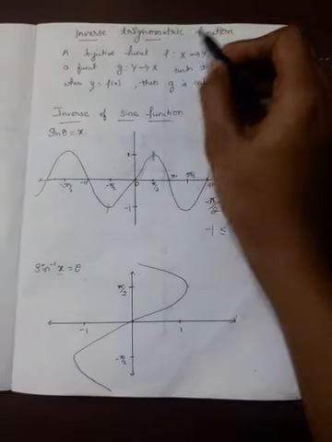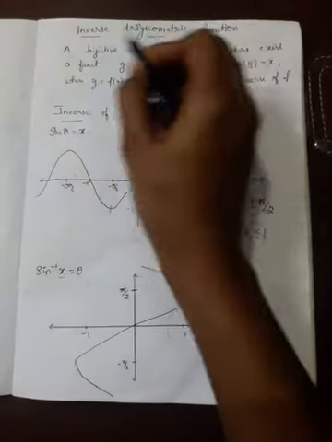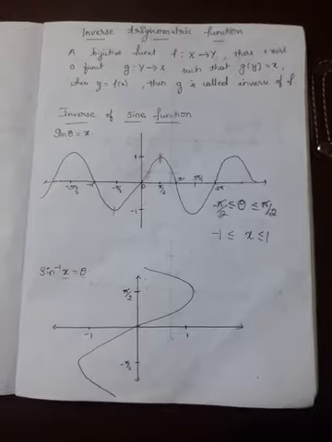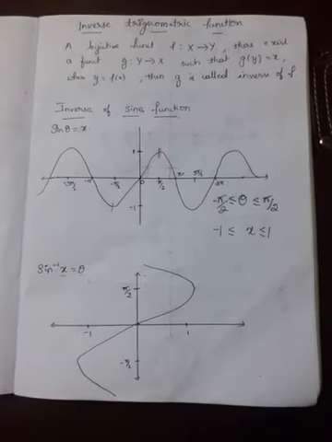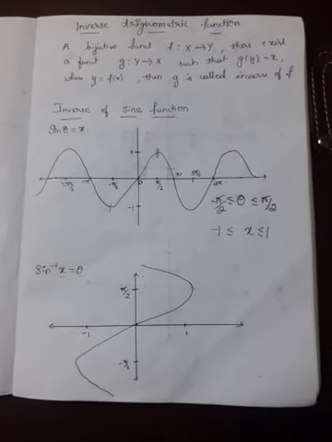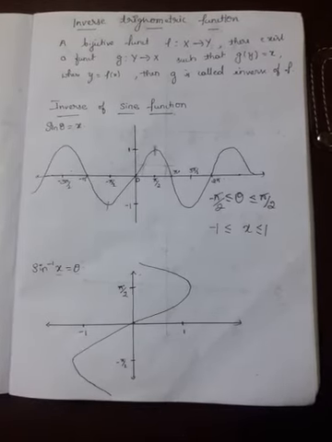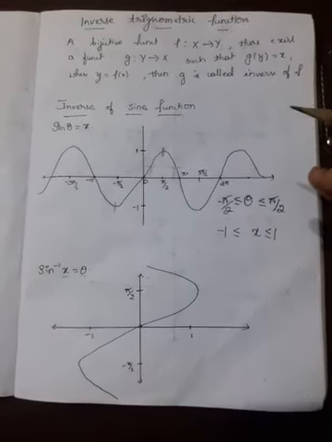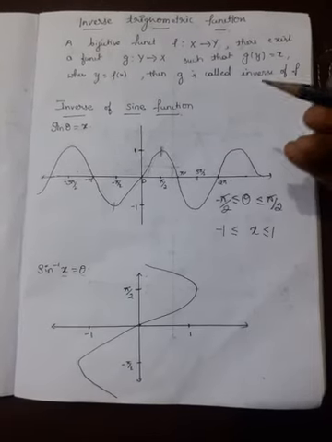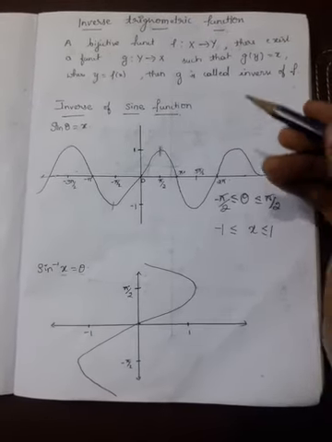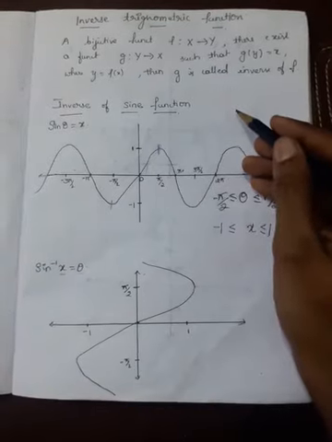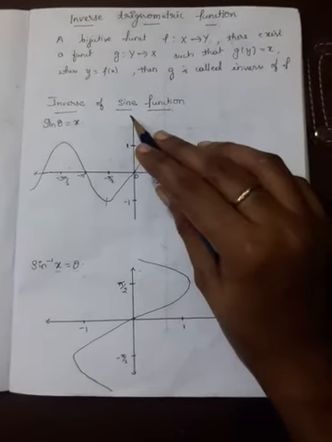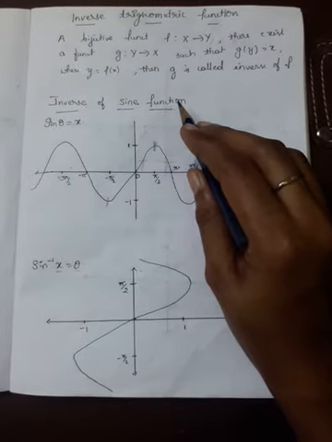Now inverse trigonometric function means the inverse of some trigonometric function. The trigonometric functions you know are sine, cos, tan, cosecant, sec and cot. These are all the trigonometric functions. Before we understand the inverse of these functions, we have to check whether the sine function is a one-one function or not. Is the sine function a bijective function? We have to check.